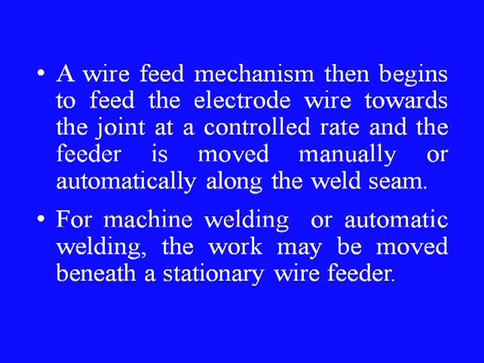Now let us talk about the principles of operation of the submerged arc welding process. In this process, the end of the continuous bare wire electrode is inserted into a mound of flux that covers the area or joint to be welded. An arc is initiated using some of the common arc starting methods. A wire feed mechanism then begins to feed the electrode wire towards the joint at a controlled rate, and the feeder is moved manually or automatically along the weld seam. This is what we have just seen in the figure. For machine welding or automatic welding, the work may be moved beneath a stationary wire feeder.